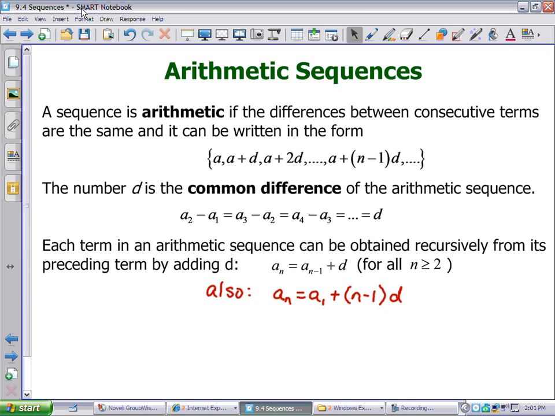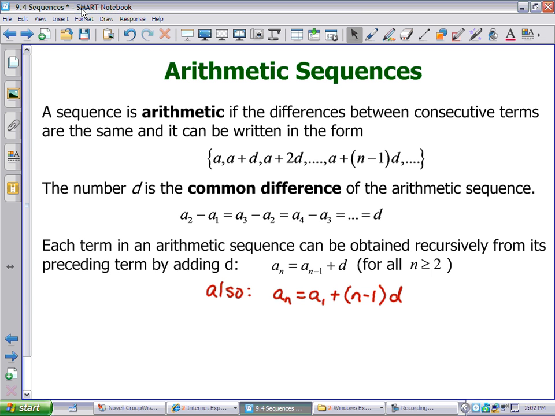This is section 9.4, arithmetic sequences. They say a sequence is arithmetic if the differences between the consecutive terms are the same and it can be written in the form of your first number, then your next number would be the first number plus that common difference, and so on and so forth.